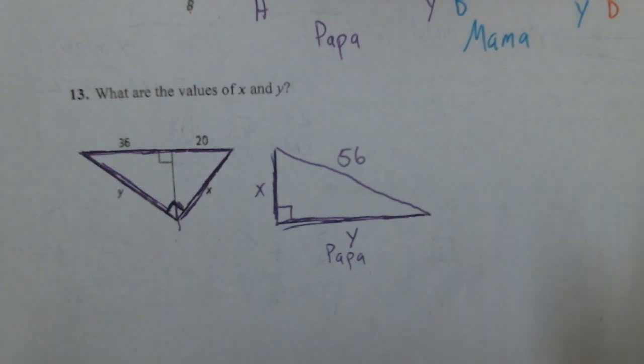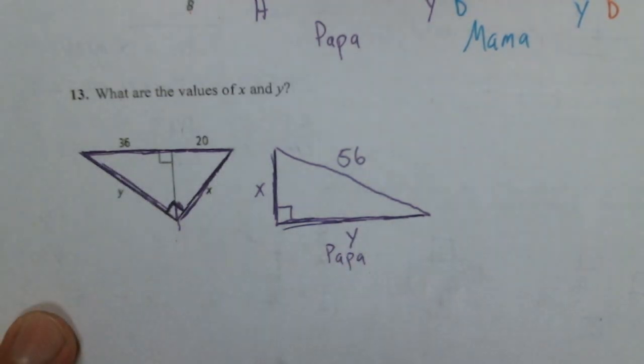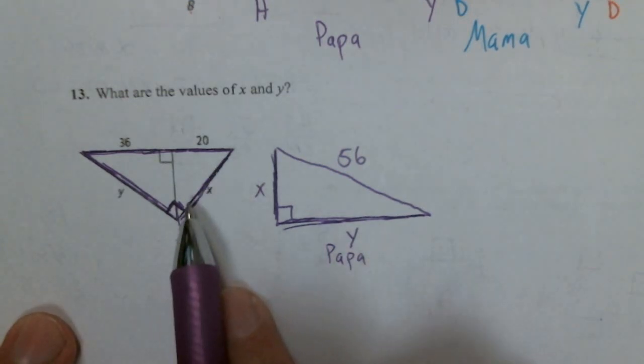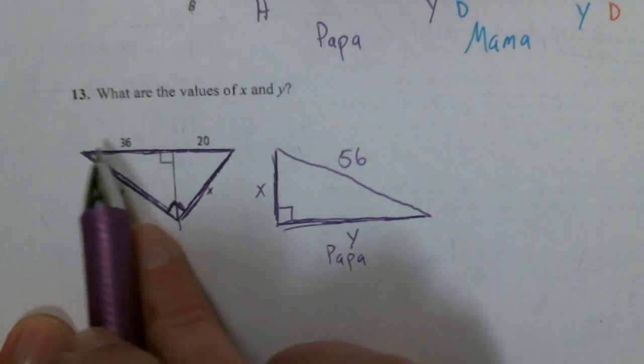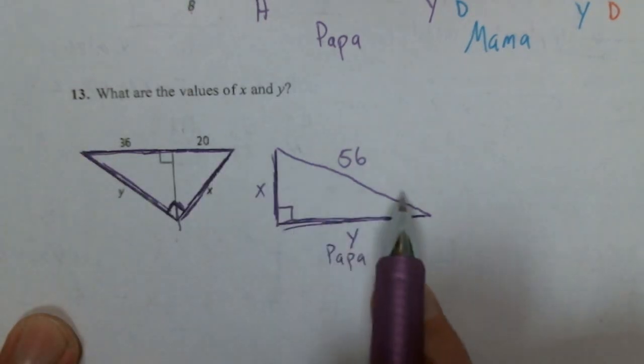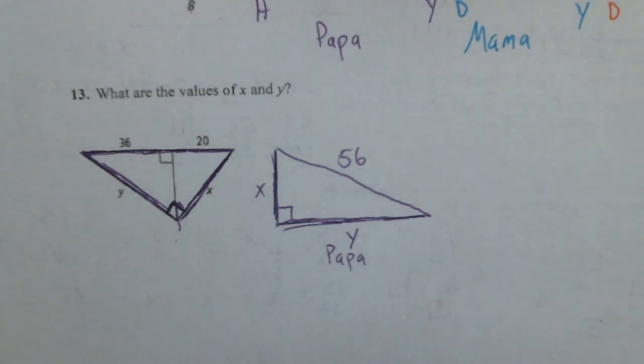Okay, so pause the video if you're getting confused on this, so you can make sure that you're orienting these triangles correctly. Short side X, long side Y, hypotenuse 56. Okay, Mama triangle, the second biggest triangle. I will color code in blue.